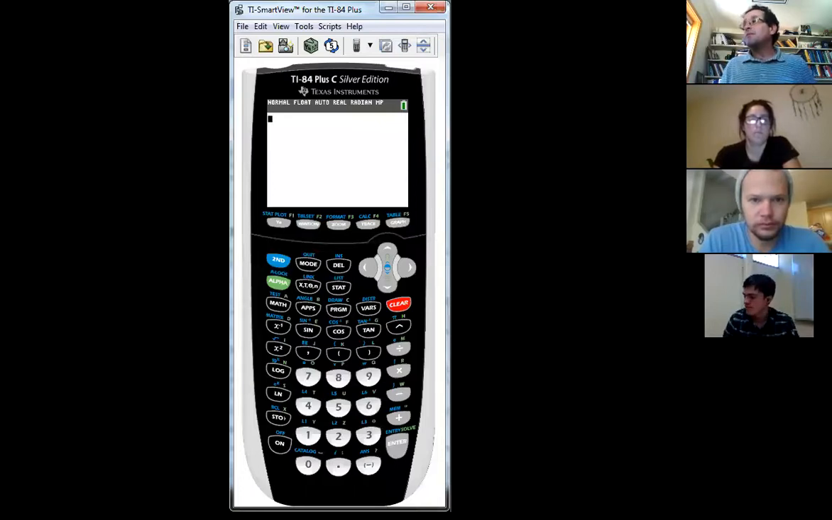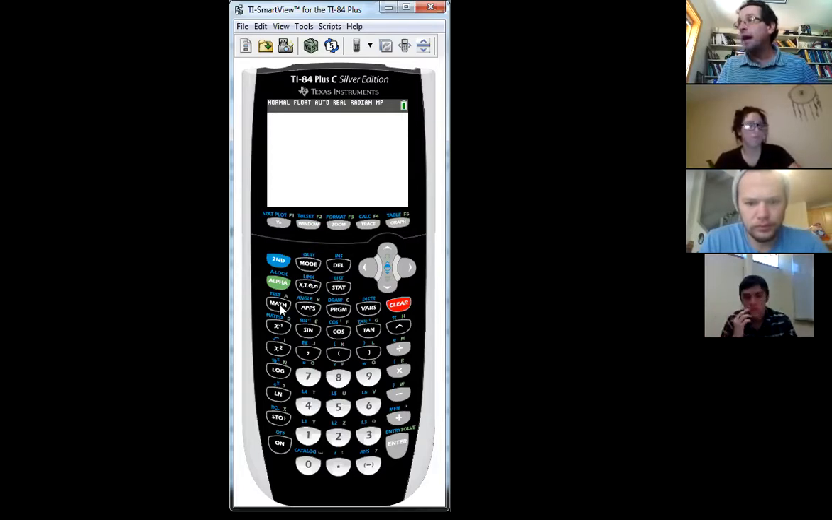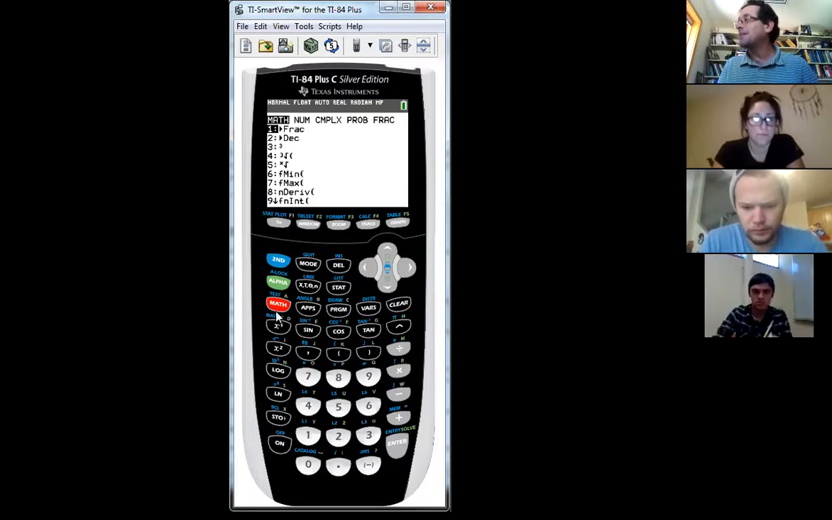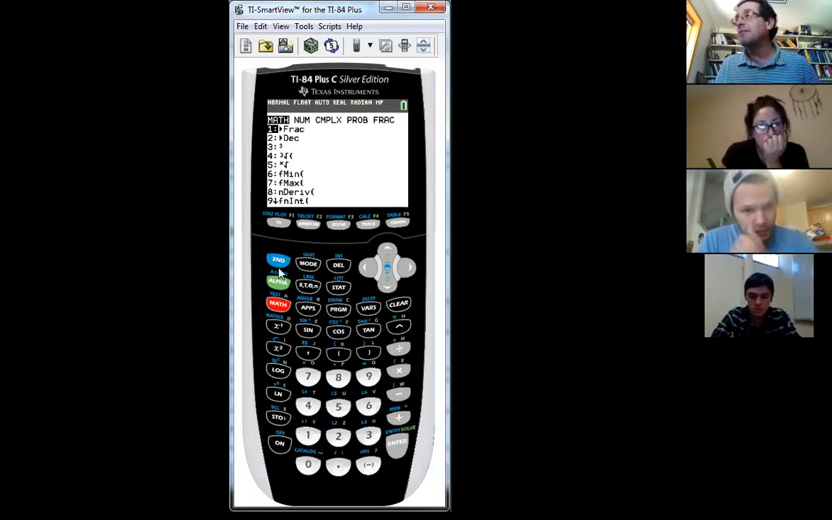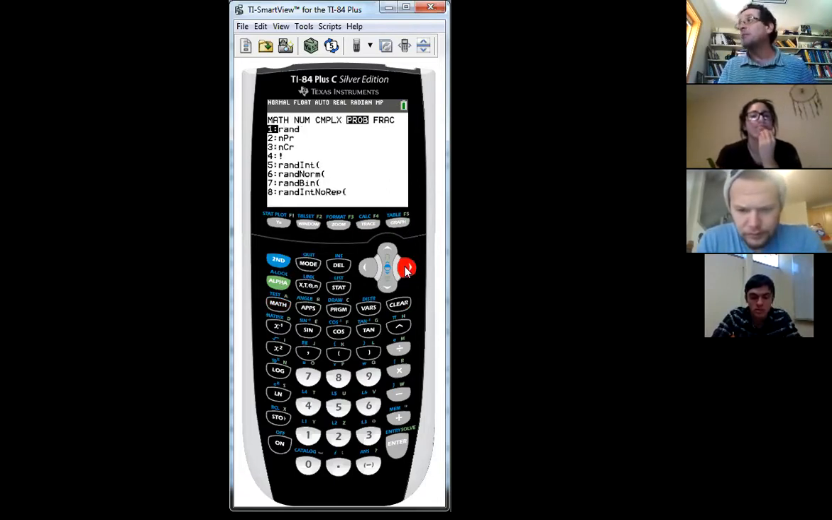So what we want to do is use our calculator to find the number of ways of picking 5 numbers out of 47 numbers. The way you do that, follow along, you hit the math button. The more important one, by the way, is going to be the stat button. But for today, we're going to use the math button, and then the right arrow until we get to prob, which stands for probability.